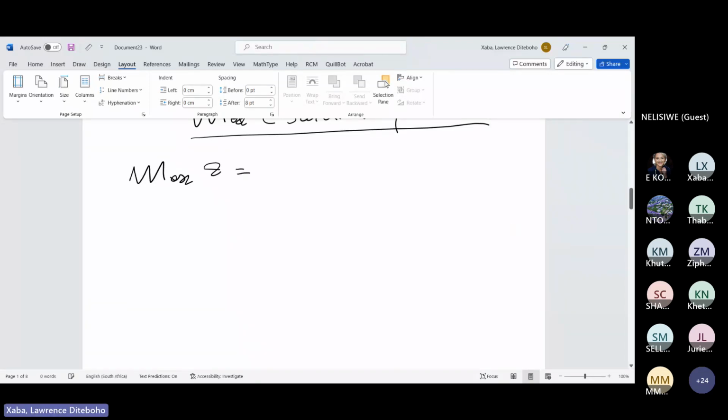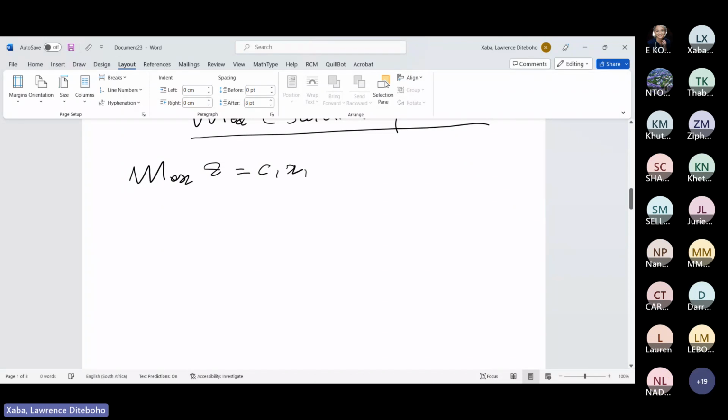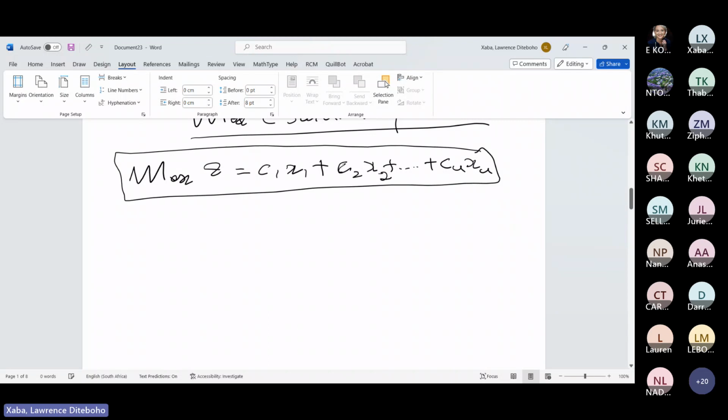Maximum Z equals C1 X1 plus C2 X2 plus, depending on the number of variables that you have, Cn Xn. This is our objective function. Then we have ST. This ST stands for subject to. Now we are referring to the following constraints.